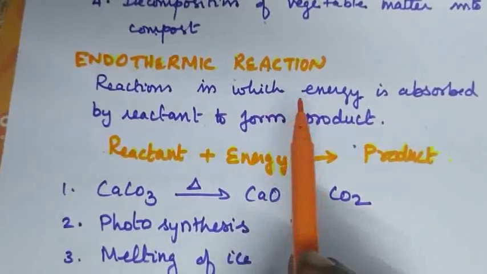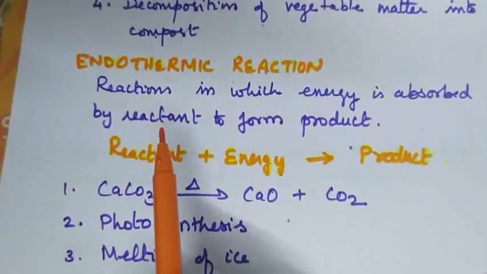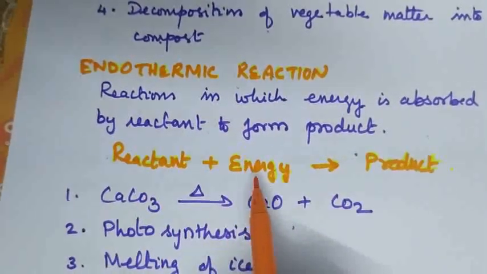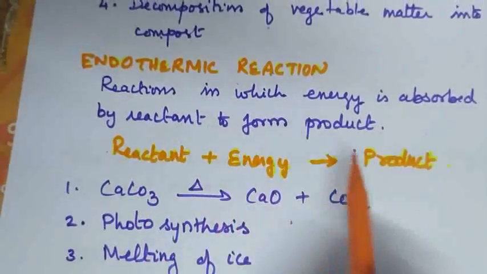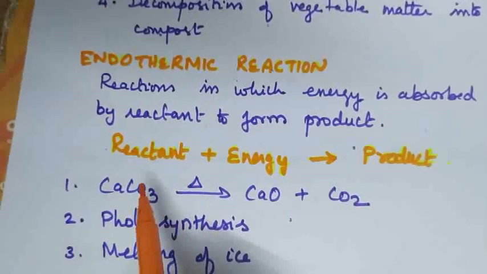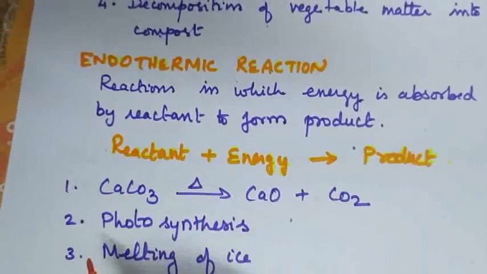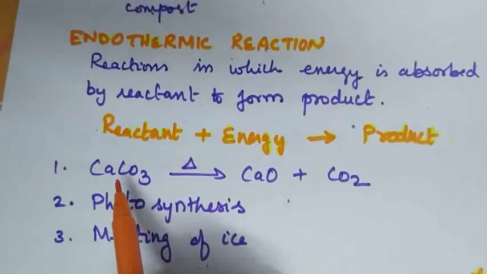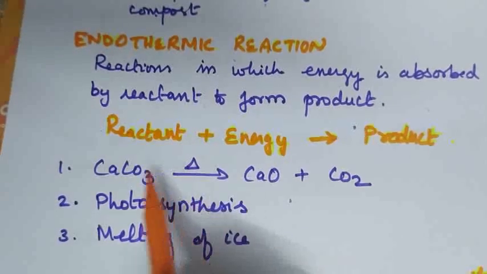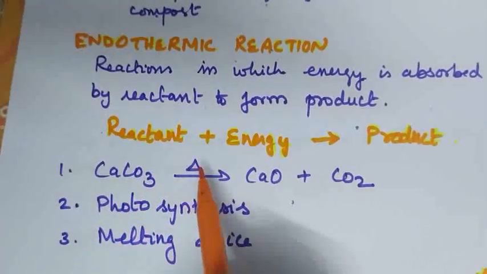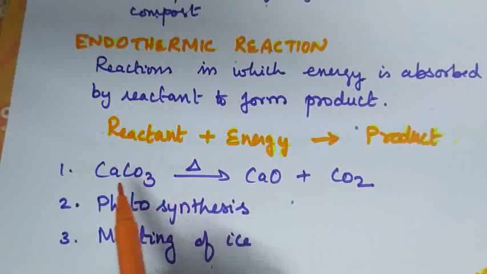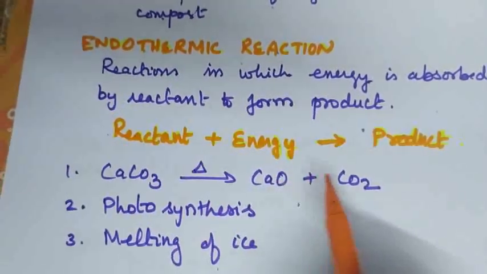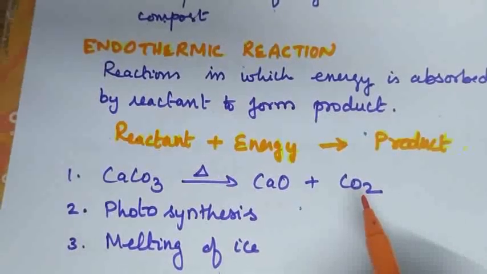Reaction in which energy is absorbed by the reactant to form the product. So reactant plus energy. Energy is taken by the reactant to form the product. So that is called endothermic reaction, absorption of heat. So let us see some example. So calcium carbonate on heating, so it absorbs the heat. Triangle symbol indicates heat. Calcium carbonate on heating gives you calcium oxide and carbon dioxide gas.